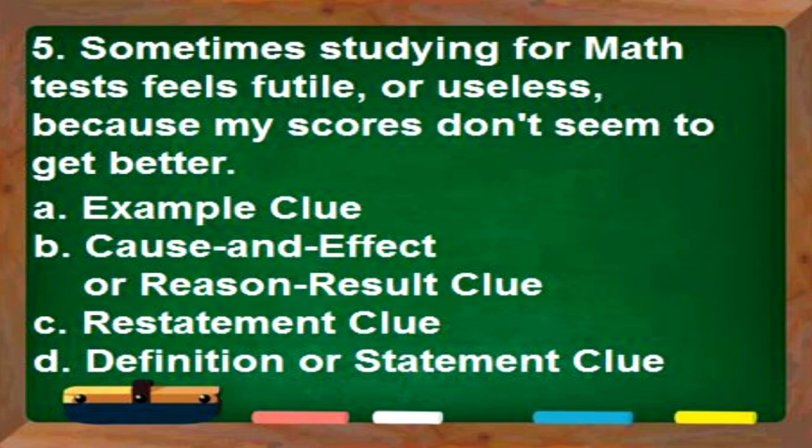The correct answer is C. Restatement clue. Yeah! In this item, the same thing was stated twice. Once with a more difficult word, which is futile, and then again in a more simple way, which is the word useless. And they were both mentioned in the same sentence.